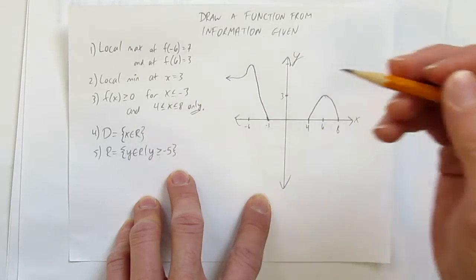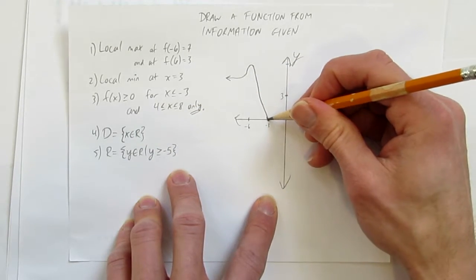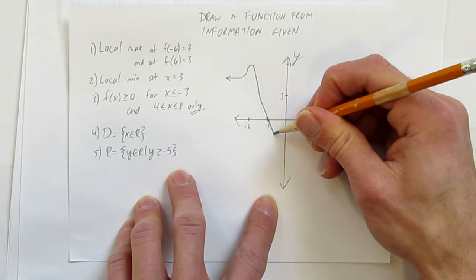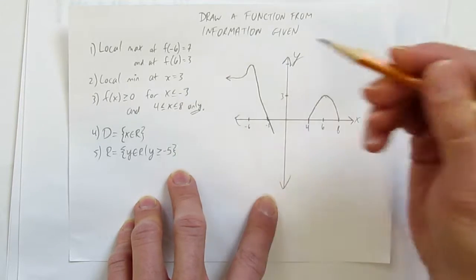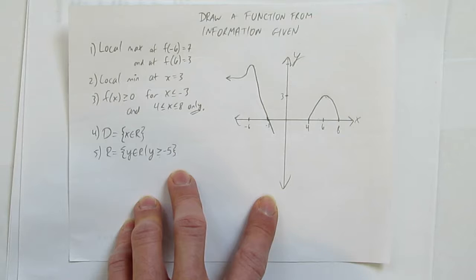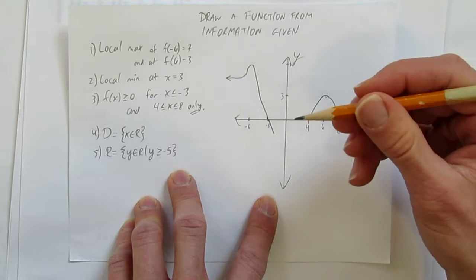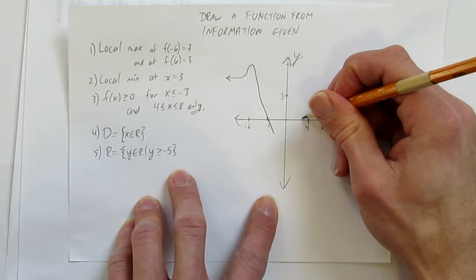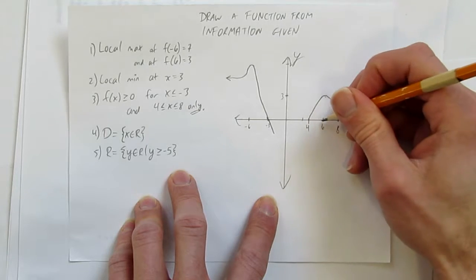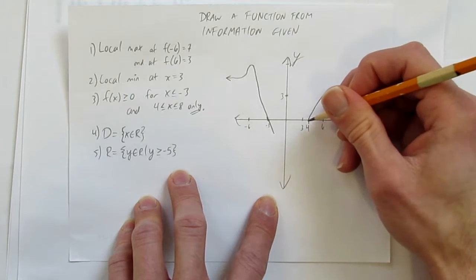x has to be an element of R. So I've got to extend this. It's got to come down. Doesn't say, oh, I forgot this local min at x equals 3. I better do that. Local min at x equals 3. So here, this is x equals 4. So at 3, it has to have its minimum.